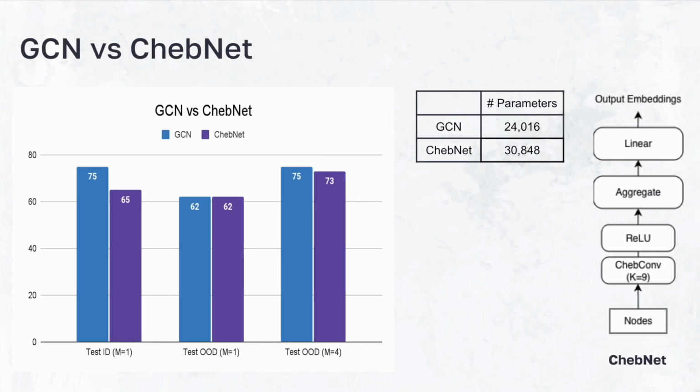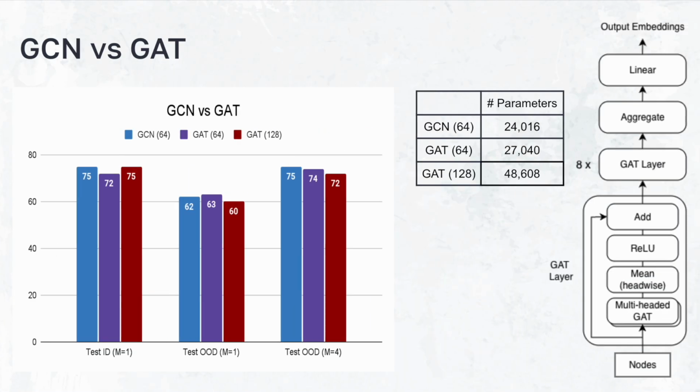Next, we look at the Chebnet architecture. So the Chebnet architecture, we don't need to have layers since we're just using a higher order of the Chebyshev polynomial. So here, for a fair comparison, with 9 layers of GCN, we use the 9 orders of Chebyshev polynomial. So k equals 9, and the performance can be seen where GCN performs better on the in distribution test and slightly better on the out distribution test, and the number of parameters is similar, being slightly higher on Chebnet's side.